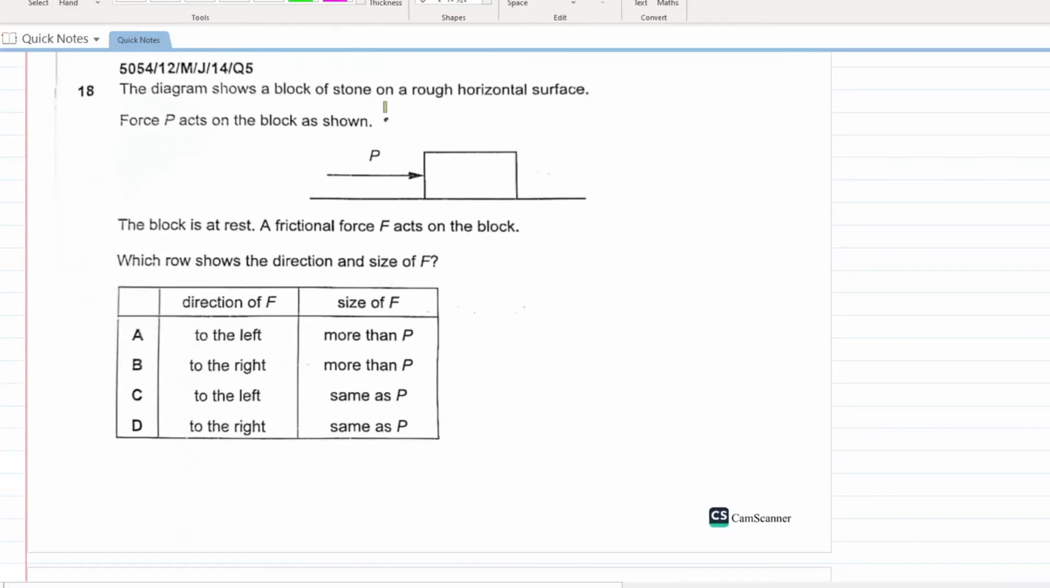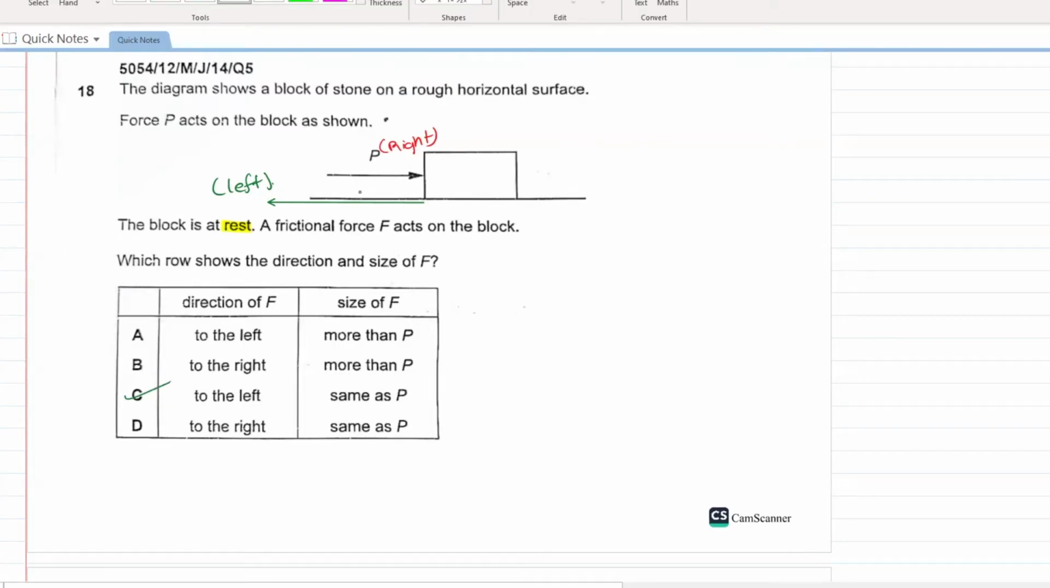Okay, let's see this question. The diagram shows a block of stone on a rough horizontal surface. Force P acts on the block as shown. The block is at rest. A frictional force acts on the block. If you are applying a force towards the right, the frictional force will always act in the opposite direction. That is towards the left, like this. Which shows the direction and size of F? The size of F will be the same as P, and it will be towards the left. C is your answer.